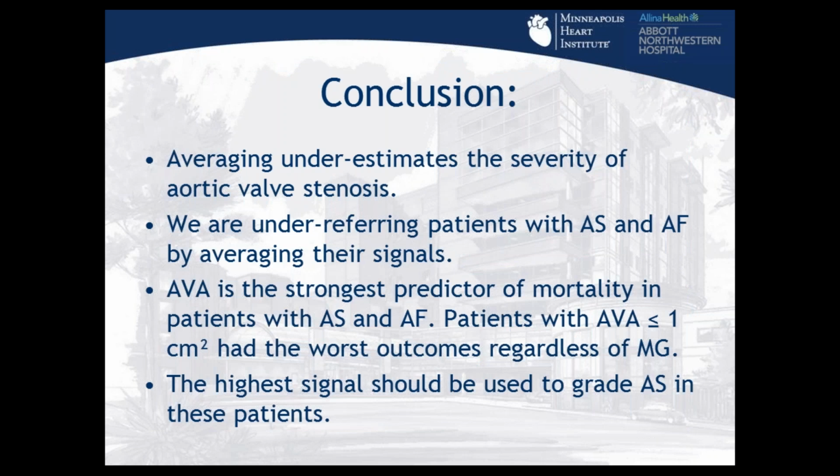So the conclusion from this is that when we average signals, we're really underestimating the severity of aortic stenosis in these patients. Again, these are patients who have a low flow condition. Their mean gradient is low because they cannot generate the gradient. On top of that, we average, so we lower it even further. And because of that, we're under-referring patients with aortic stenosis and atrial fibrillation by averaging their signal. In our database, aortic valve stenosis was the strongest predictor of mortality in these patients, and mean gradient really did not correlate with mortality. So we have to look further into patients with a valve area less than 1. And we thought based on this data that we should use the highest signal we see on echo rather than the average signal.